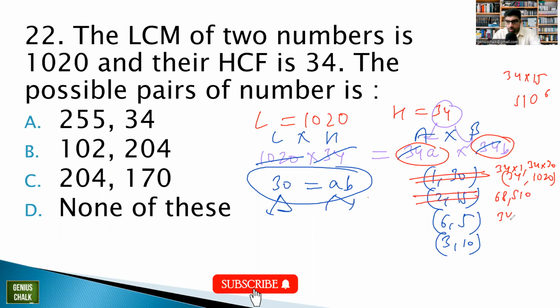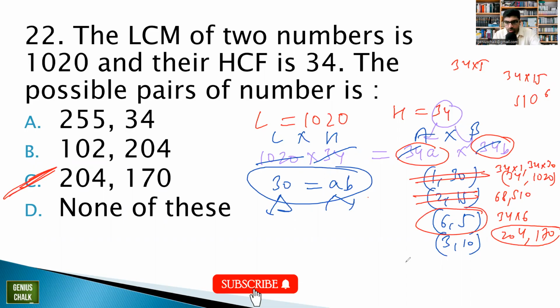34 into 6. 6 fours are 24. So 204. Yes, this is present. And 34 fives are 30 into 5, 150, so this is 170. Yes, this is present. This is present here. So I can take this as the answer.